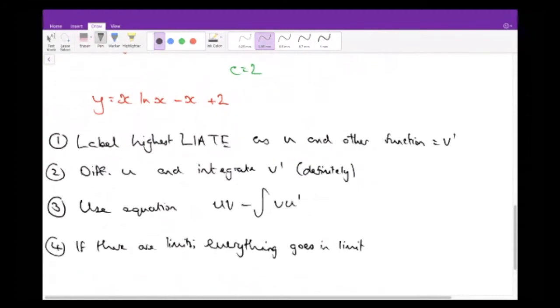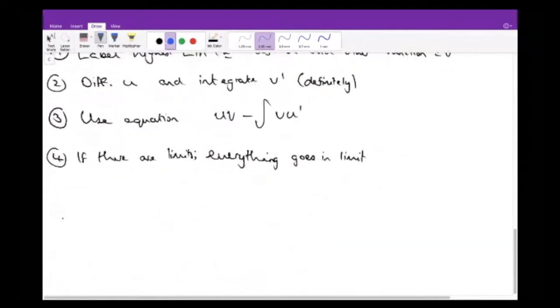Okay. So for example, if we had limits for our y equation, instead of being given a point to find c, we would have to put x ln x minus x all in the same limits. Okay. Now, just before we look at practicing this in some questions, there is a special couple of cases.